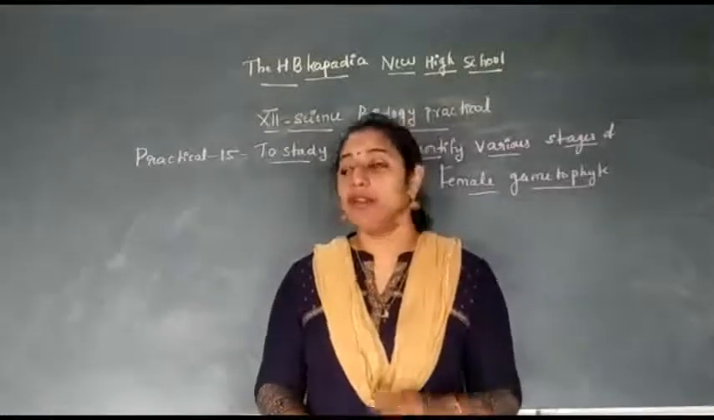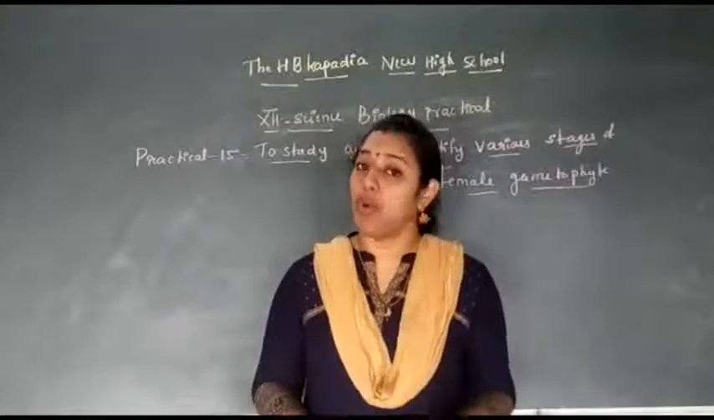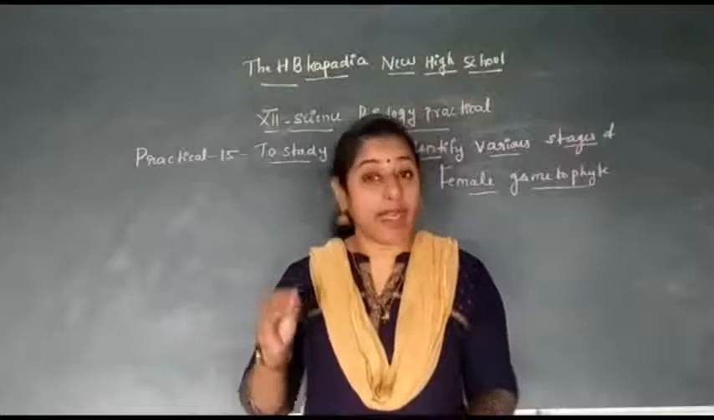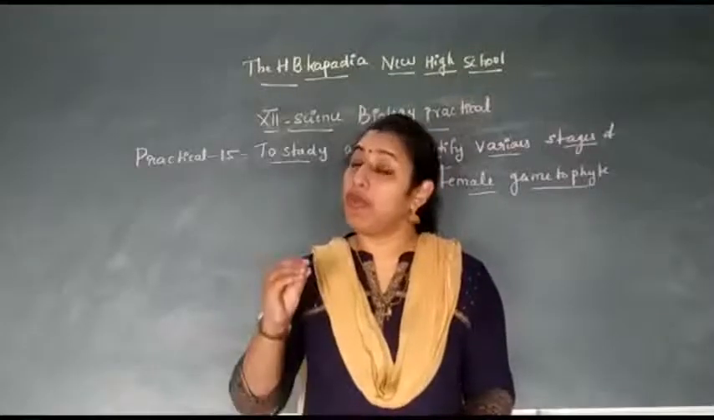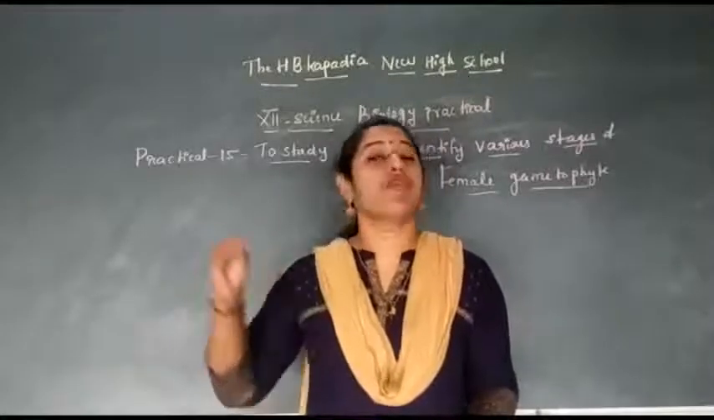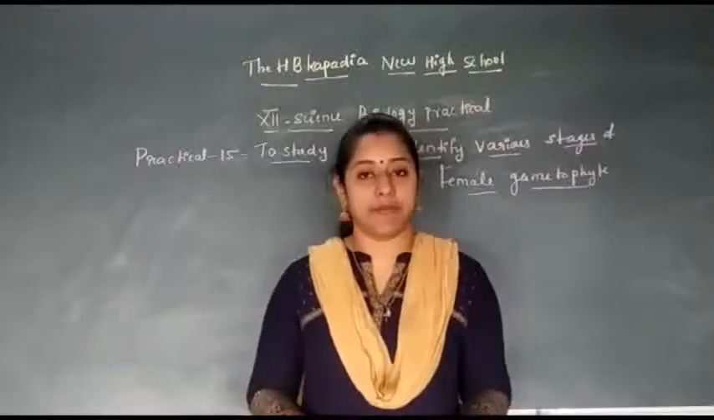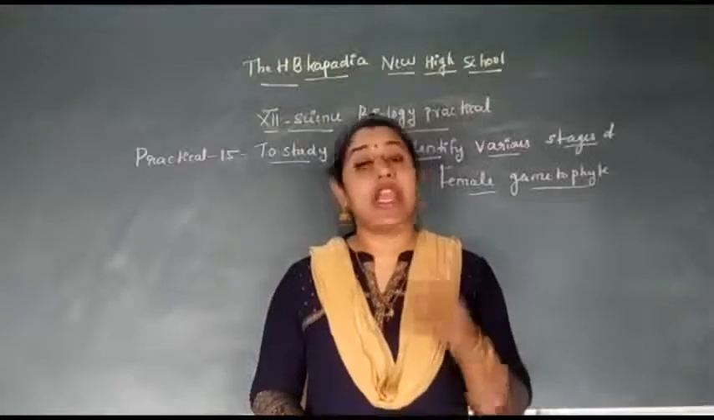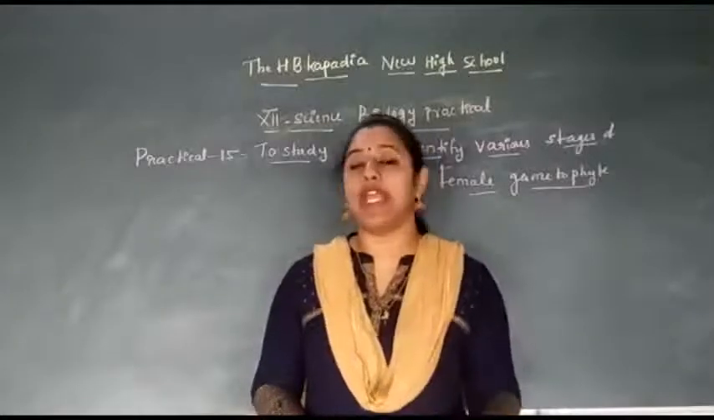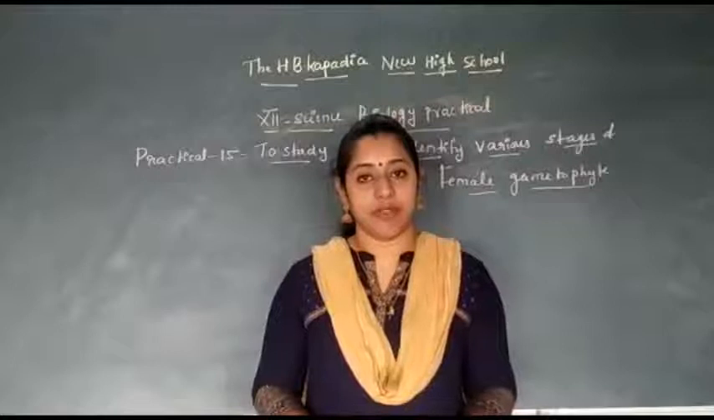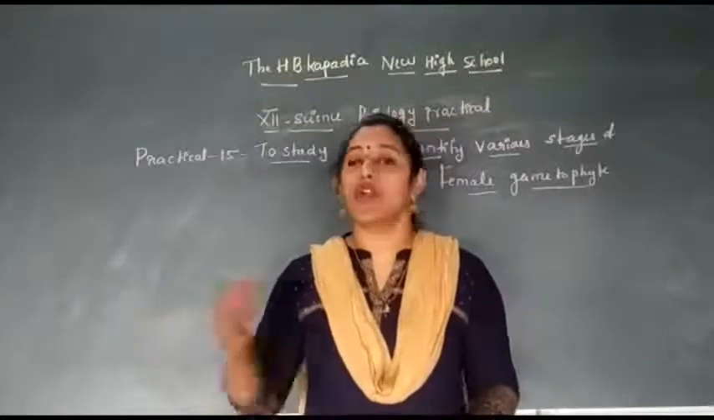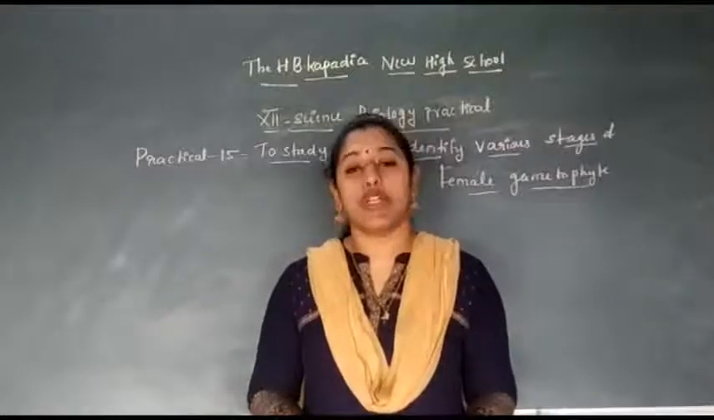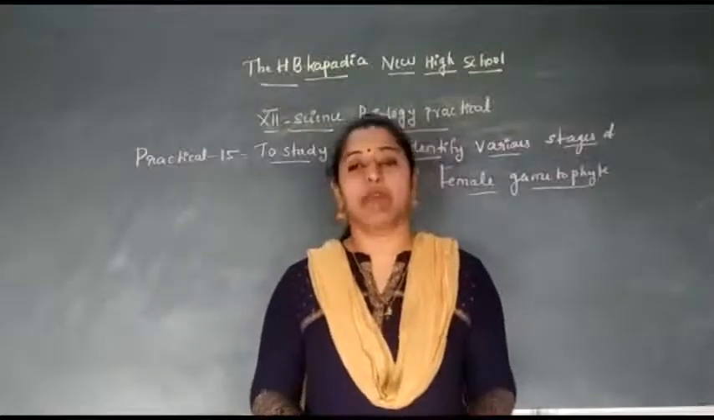So either the chart of the female gametophyte or the slide of the female gametophyte can be kept. You have to identify the specimen and you have to identify which stage of the female gametophyte that is. Normally, a mature female gametophyte consists of 7 cells and also 8 nuclei. So now I will show you what are the different stages of a female gametophyte and also what is the structure of a mature female gametophyte.